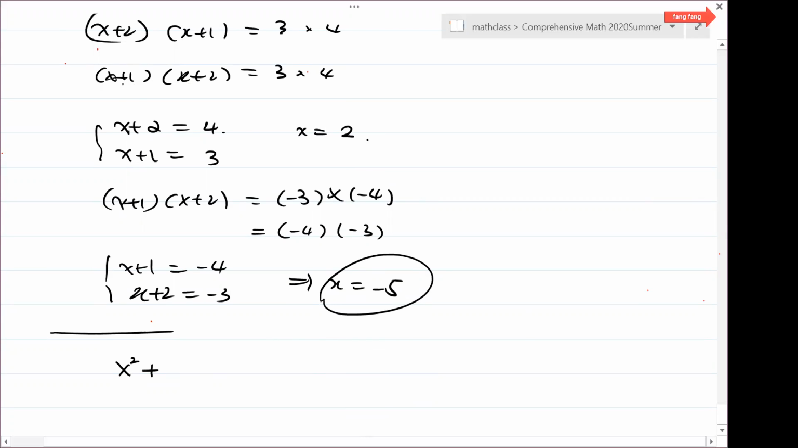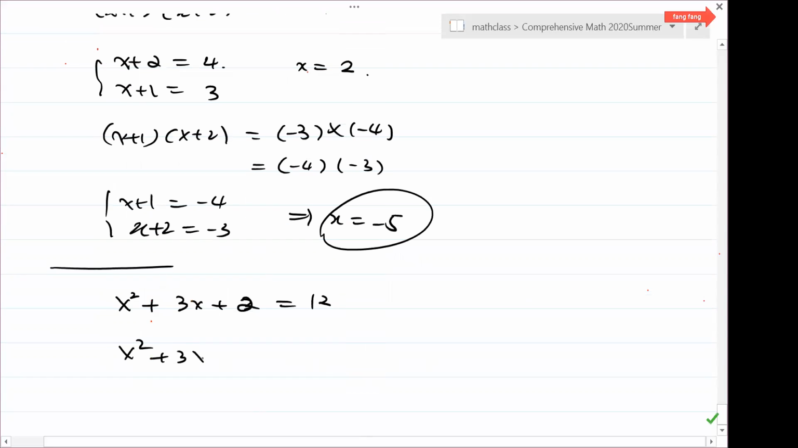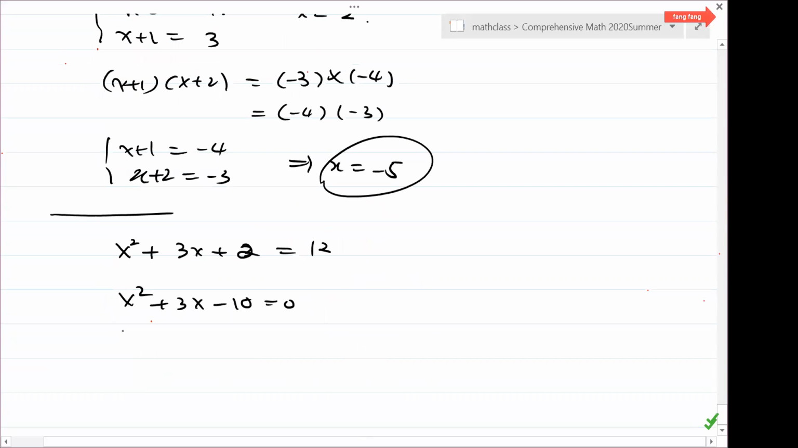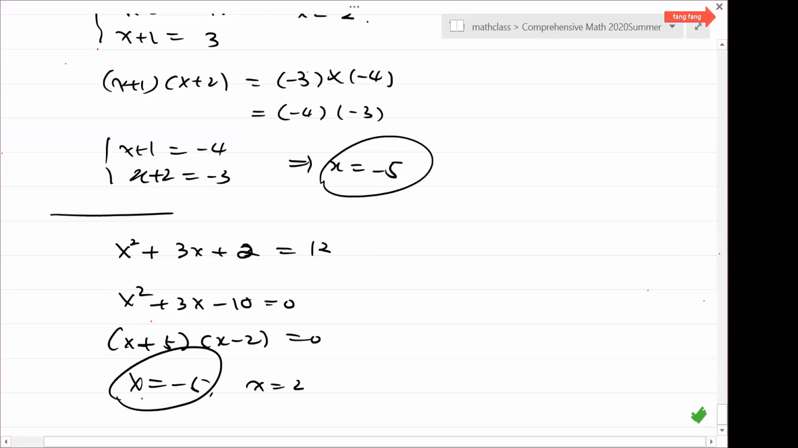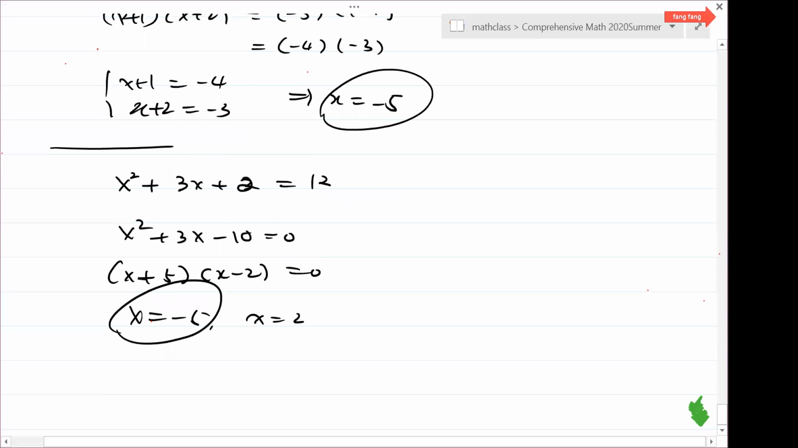x plus 1 times x plus 2 is x squared plus 3x plus 2 equals 12, right? Then you end up with an equation. Okay, then you can factor it. 5 times -2 is -10, 5 plus -2 is 3. Or you can use the quadratic formula to find it. Then you still get the solutions you want. So yeah.